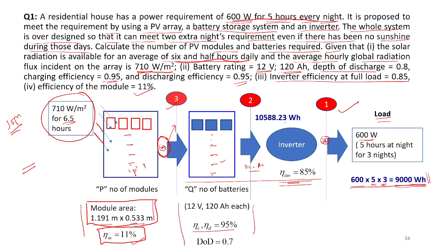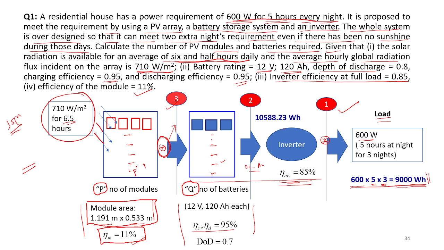Now we have been asked to calculate the number of PV modules. Say there are P number of modules. So what is the number of modules, and what is the number of batteries? Say Q number of batteries are required. So we have to calculate this P and Q value.